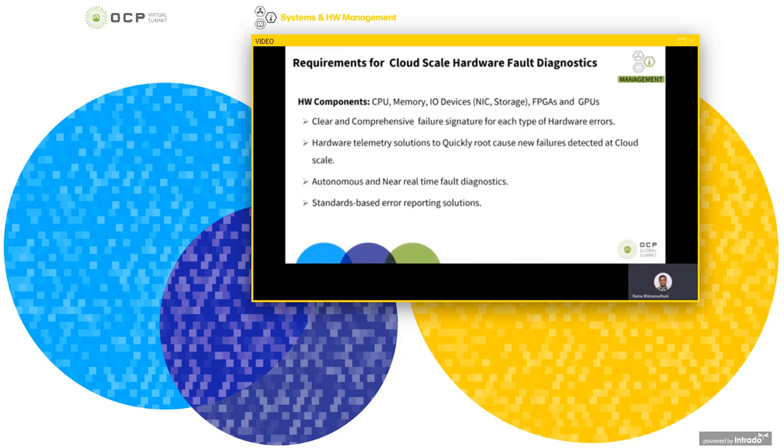The third thing I see is the ability to do autonomous and near real-time fault diagnostics. This is very critical because some of the issues only happen at cloud scale with production workloads. Those issues may not happen in a lab environment. To support ease of tools, we need to have standard-based error reporting.